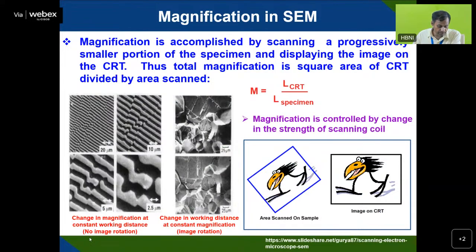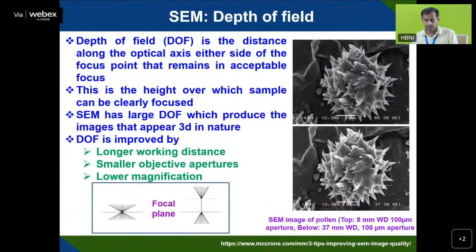If you change the magnification at constant working distance, where the distance from the sample surface to the lens is constant, you get different types of pictures. And if you change the working distance at constant magnification, like image rotating, you see this type of picture. So magnification will be L CRT by L specimen here. Magnification is controlled by changing the strength of the scanning coil. If your scanning coil strength changes badly, then you will see bad images.